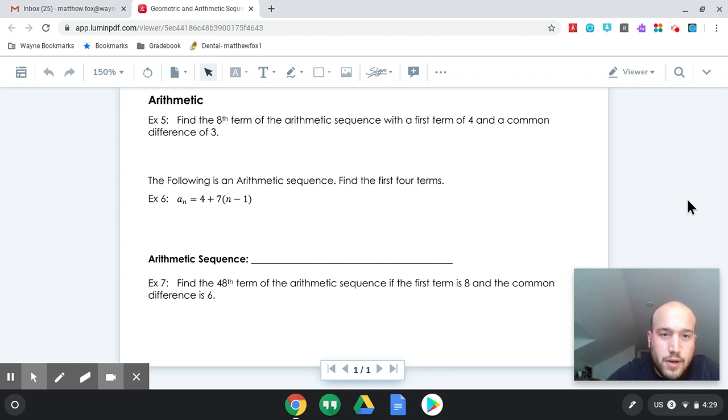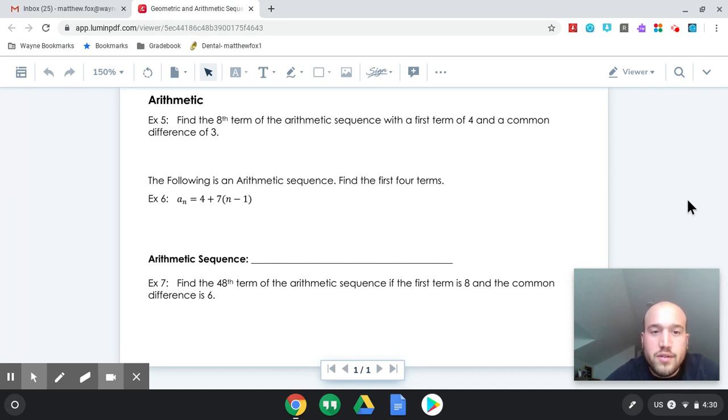Hey, Algebra 2. Yesterday we talked about geometric sequences and how to find the formula for those. Today we're going to go over the other type of sequence we've talked about. So we're going to talk about arithmetic or arithmetic, depending on how you say it, sequences. Okay, and we'll find the formula.